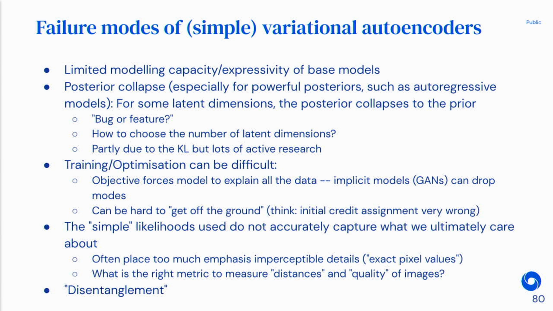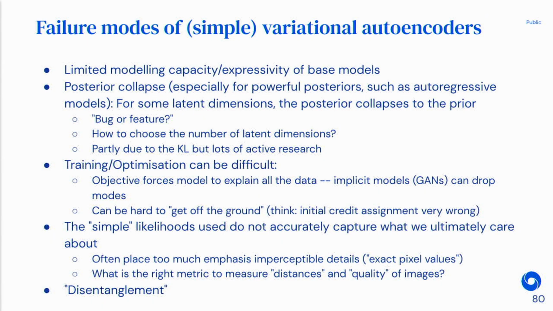And the big problem in general with likelihood-based models, and that's also why GANs, I think, were quite successful for a while, or I guess still are, is that the simple likelihoods that we keep using don't actually accurately capture what we ultimately care about in terms of visual quality or maybe for some downstream tasks. Because for a Gaussian, you say everything should be close to the mean, but it's fine if it's a bit different.